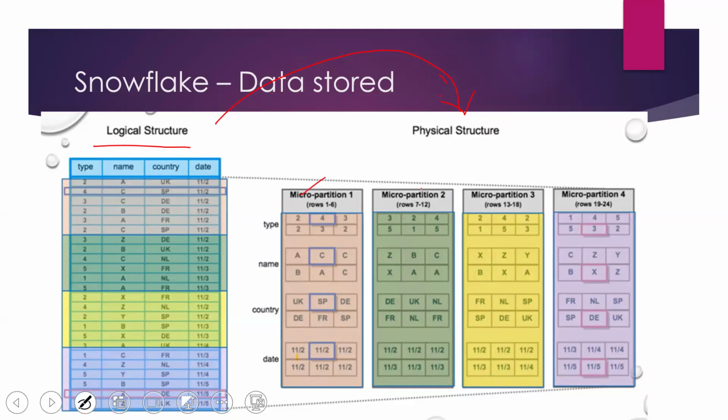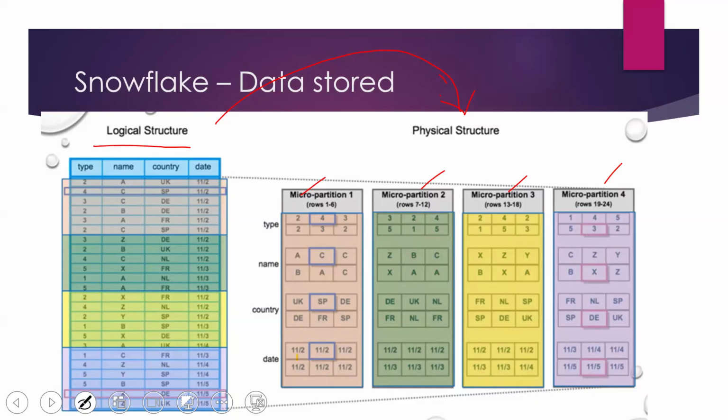There is micro partition 1, micro partition 2, micro partition 3, micro partition 4. Micro partition 1 will store the first 6 rows, 1 to 6. The second micro partition stores rows 7 to 12, 6 rows. Micro partition 3 stores 13 to 18, 6 rows. The last 6 rows, 19 to 24, are stored in the 4th micro partition.